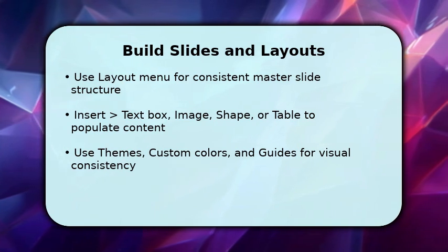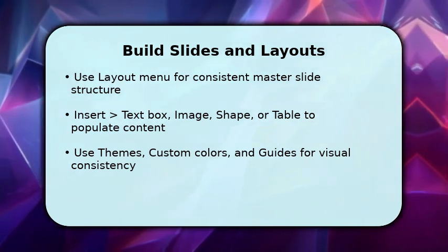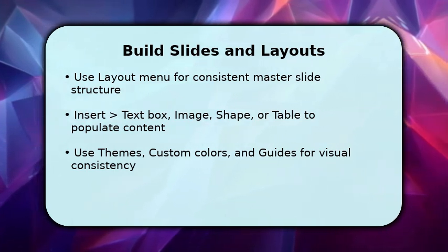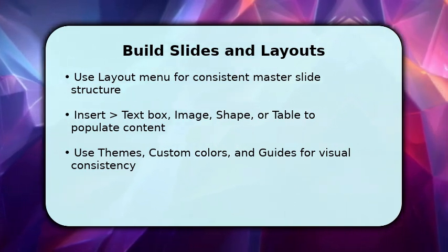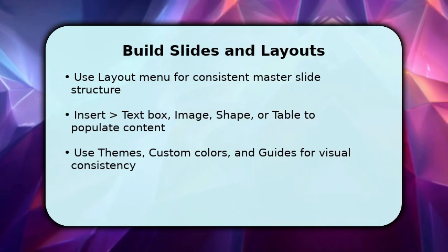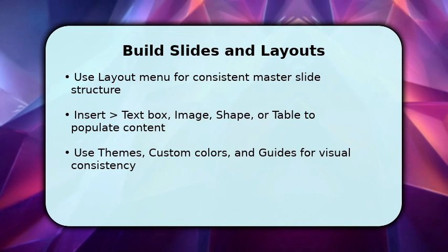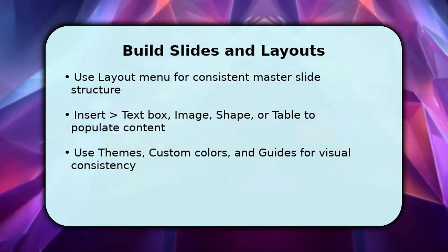Once a layout is set, insert text boxes, images, shapes, or tables where needed, and use guides to align elements precisely. Also apply a theme and customize colors so every slide shares the same visual language. When you drag placeholders, Google keeps spacing consistent, which speeds editing and ensures accessibility. This method saves time versus manual adjustments on each slide.